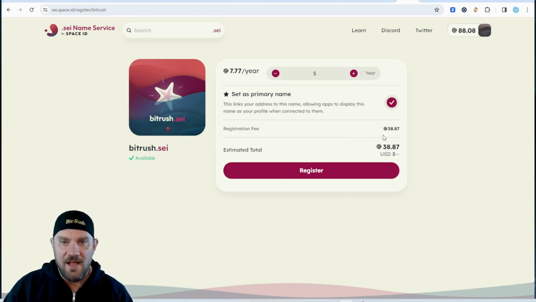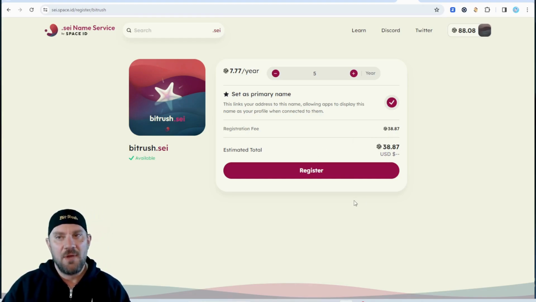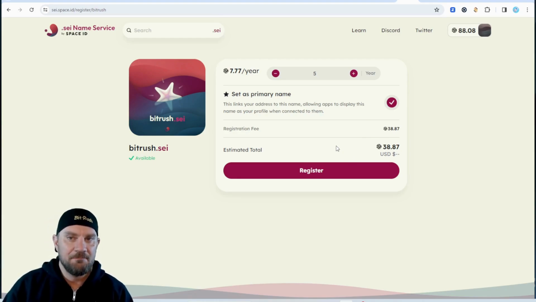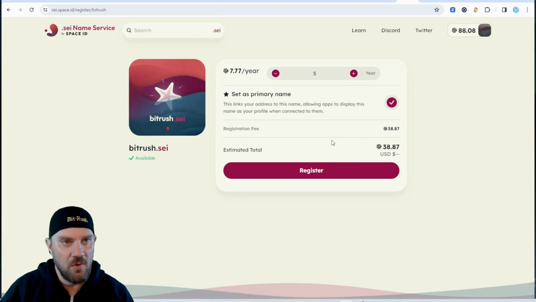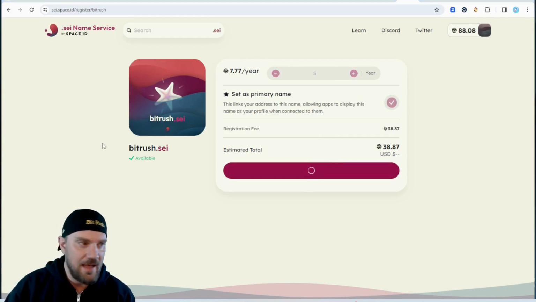So now after 5 years, I'm gonna need to remember to go back and renew this thing. I'm not sure how all that works, like if they send you a reminder, you just have to keep up on it. But yeah, so I'm gonna own Bitrush for SEI, bitrush.sei for the next 5 years. So let's go ahead and register that.